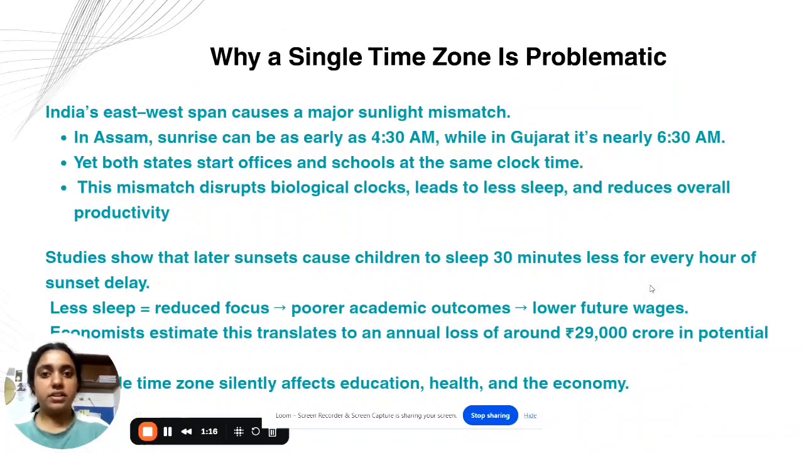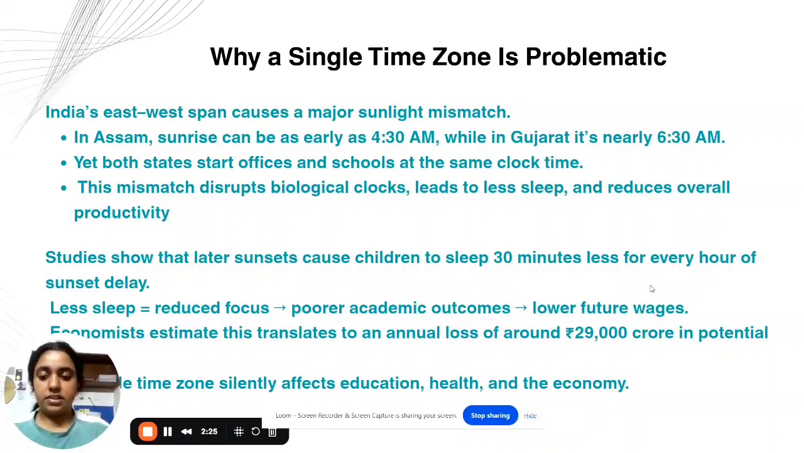So, why is a single time zone problematic? The biggest issue is that our schedules are fixed by clock time, not sunlight. In the East, people wake much earlier, and by 6 am their day has already begun, while in the West, it's still dark. This desynchronization affects our circadian rhythm, our body's internal clock. People end up working or studying at suboptimal times of day. Over the long run, this means poorer sleep, fatigue, and lower daily efficiency. It's a small difference that accumulates into a national scale productivity loss.